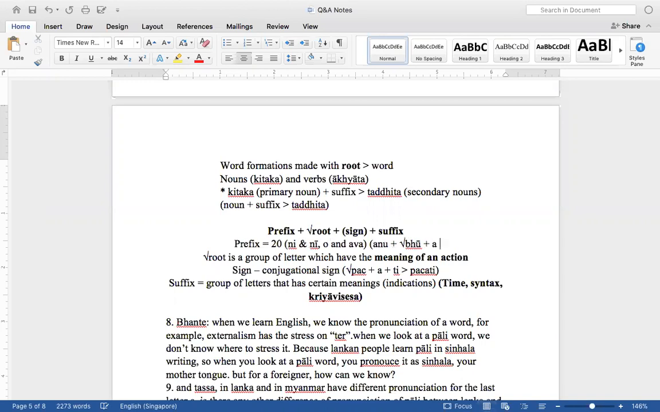Then we have a and ti. These are the word. I think it's a very simple word formation. U changes into o, and o changes into av, right? I think most of the students know this word formation. So anubhavati means consumes, eats or consumes something. So bhu has the meaning of existing.